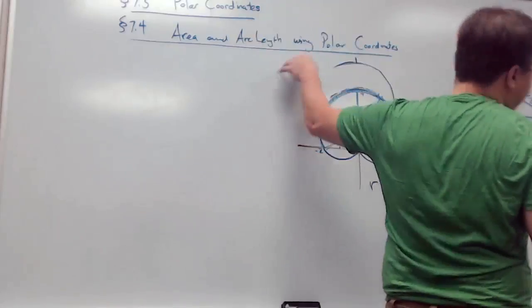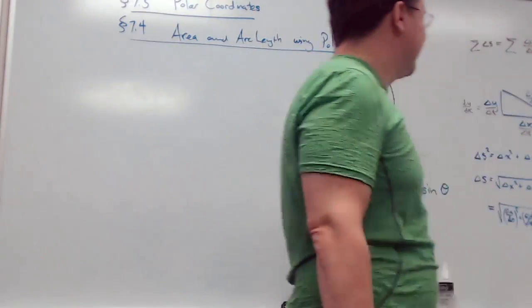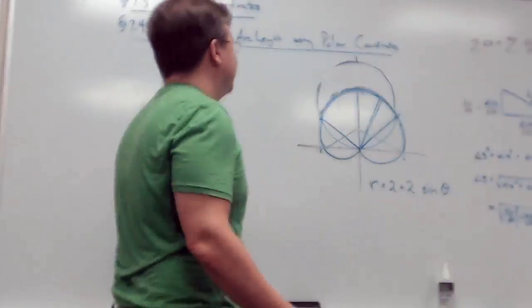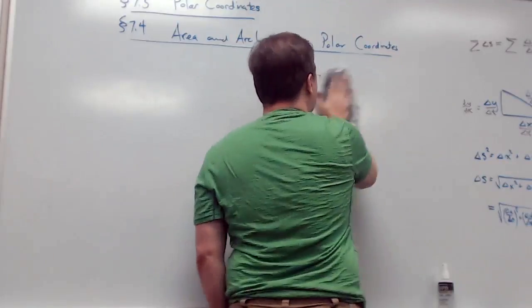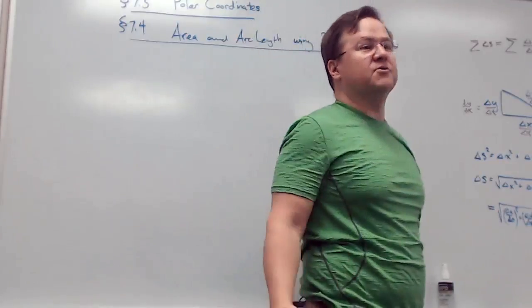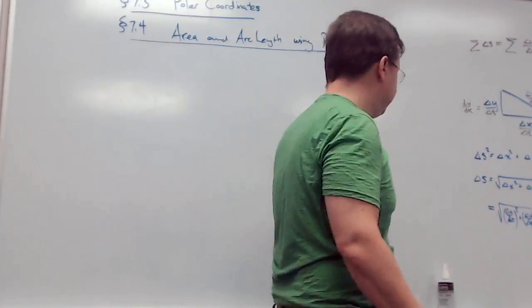So that's what's going on in 7.4. We're not doing anything different than what we did before. We're just doing it with polar coordinates or parametric equations. It's all the same thing, just in a different way.